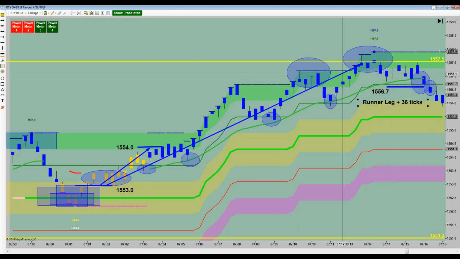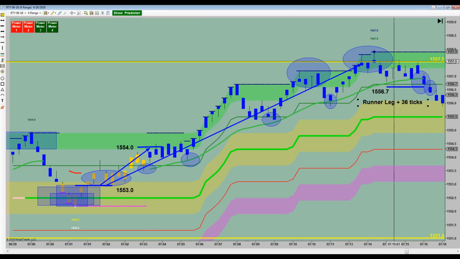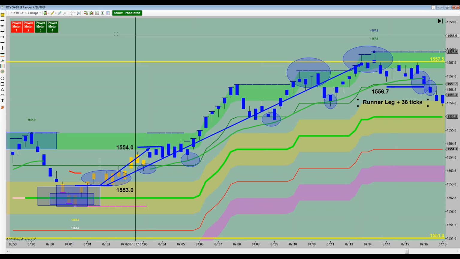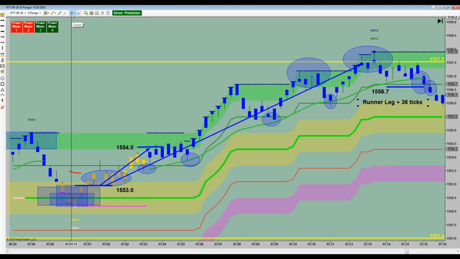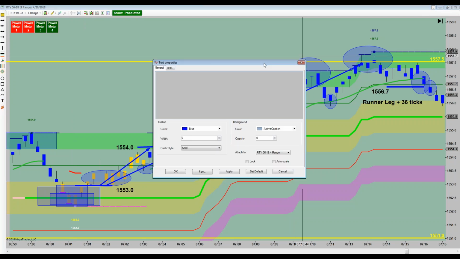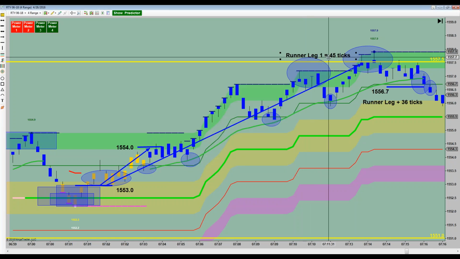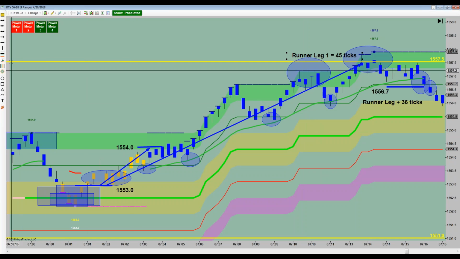Now, if you went from 53 and let's say you got out at 57.75, now the leg 1, we'll call it runner leg 1, which you sold at resistance where you clearly knew where it was, we'll call that runner leg 1, was actually closer to 45 ticks. 45 ticks. And then, of course, we see that the scalper trade was 10 ticks.